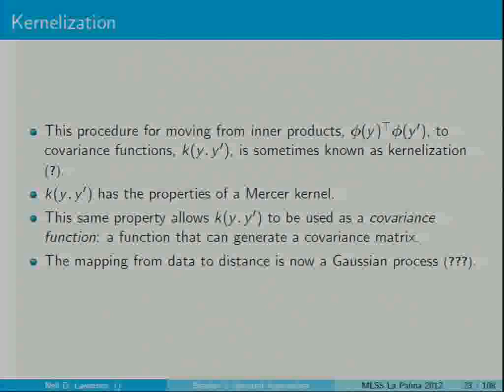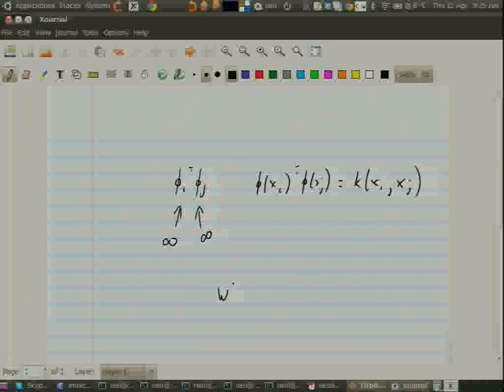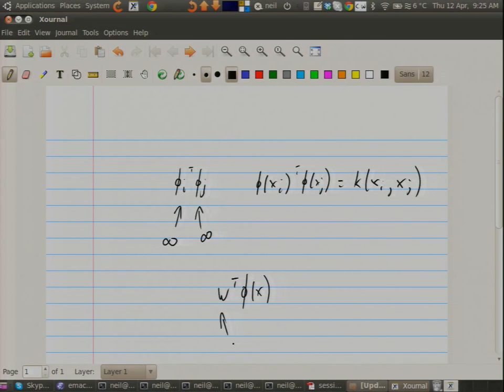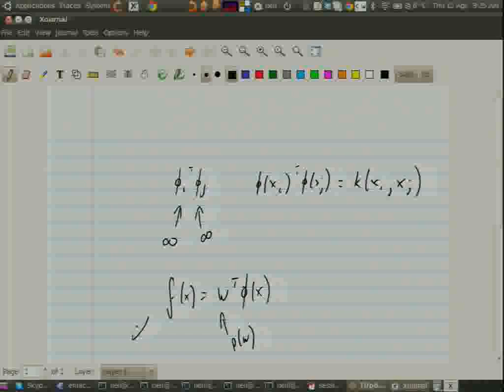So this K_YY hat has all the properties of a Mercer kernel, and it's also positive definite, so it actually has all the properties of what we call a covariance function. A covariance function is a function that can be used to generate a covariance matrix. And in fact, from the Gaussian process point of view, instead of talking about functions like this and then putting a prior over W, what we're actually doing is putting a prior on this guy directly.